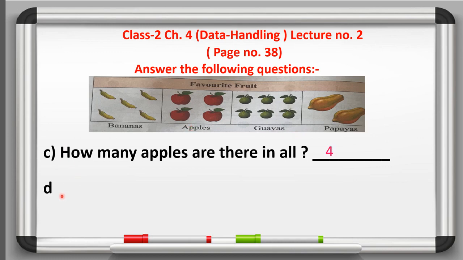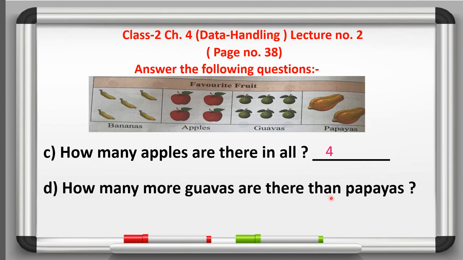Okay. Now in D part, it is given how many more guavas are there than papayas. What do you mean by it, beta? How many means how much. More guavas means guavas are more, than papayas. So here we need to make a comparison between guavas and papayas. So here there are 6 guavas and 2 papayas. So to find out the comparison, means the difference, what we will do, we will subtract the given amount. Okay, so here 6 minus 2, that is equal to 4.